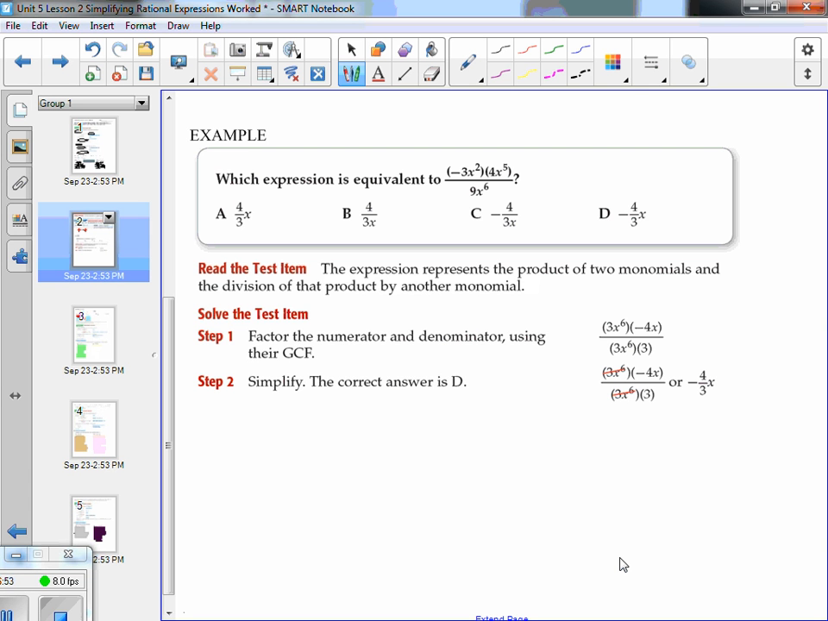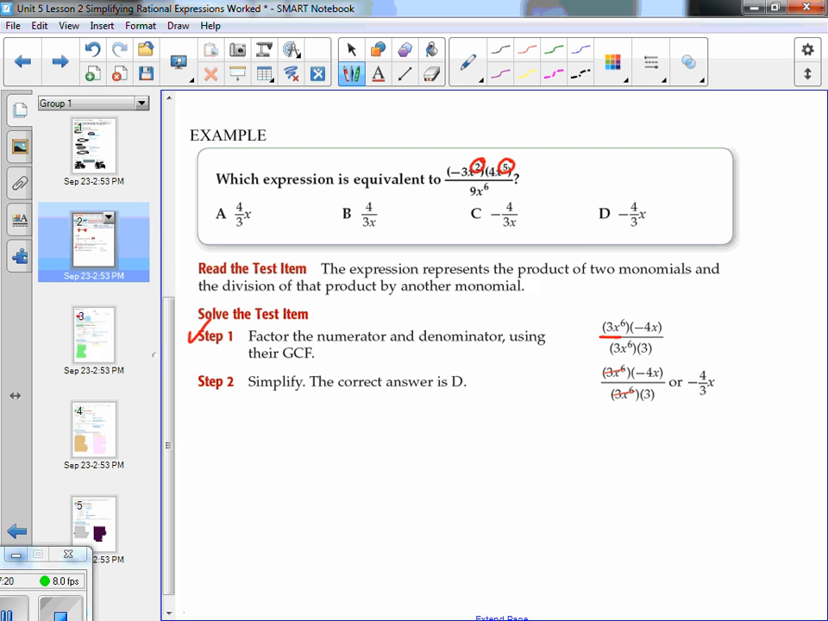It's partially factored, okay? It's not all factored out, but it's partially factored. And look what they're going to do with this. Let's just follow theirs. It says, step 1, factor the numerator and denominator using their greatest common factor. So for the numerator, they're saying, all right, I've got an x to the 2nd and an x to the 5th. That's really an x to the 7th altogether.